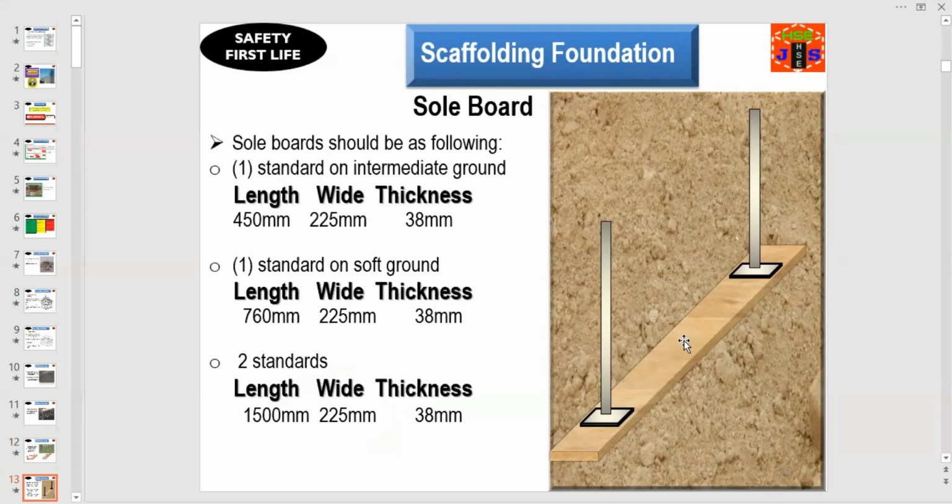Let us start discussing the sole board itself. There are different categories of sole boards. Number one, standard on immediate ground.